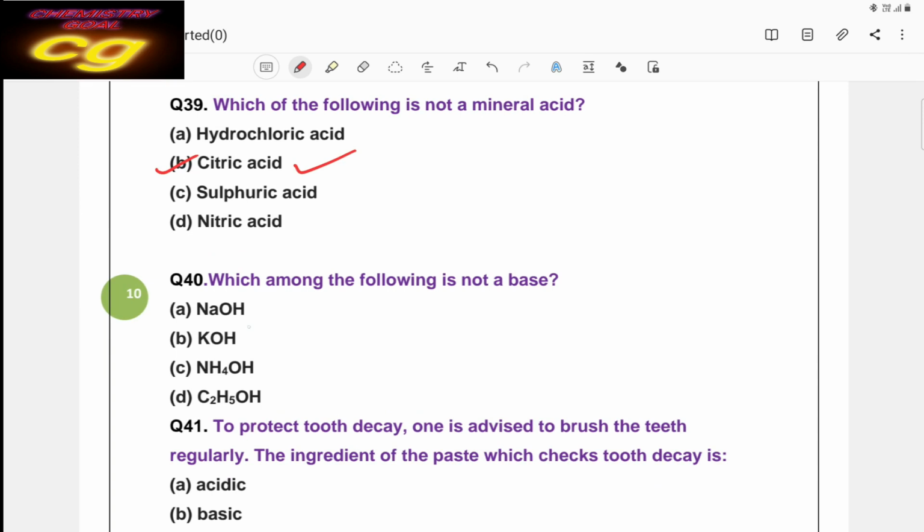Which of the following is not a base? NaOH contains OH minus, KOH contains OH minus, NH4OH contains OH minus, all are bases. But C2H5OH, although it has OH, is not a base. So the answer will be D. So NaOH is cancelled, KOH is cancelled, and NH4OH is cancelled. Which of the following is not a base? The answer is C2H5OH. It is called ethanol. It is an alcohol. Alcohol is not a base, although it has an OH group.